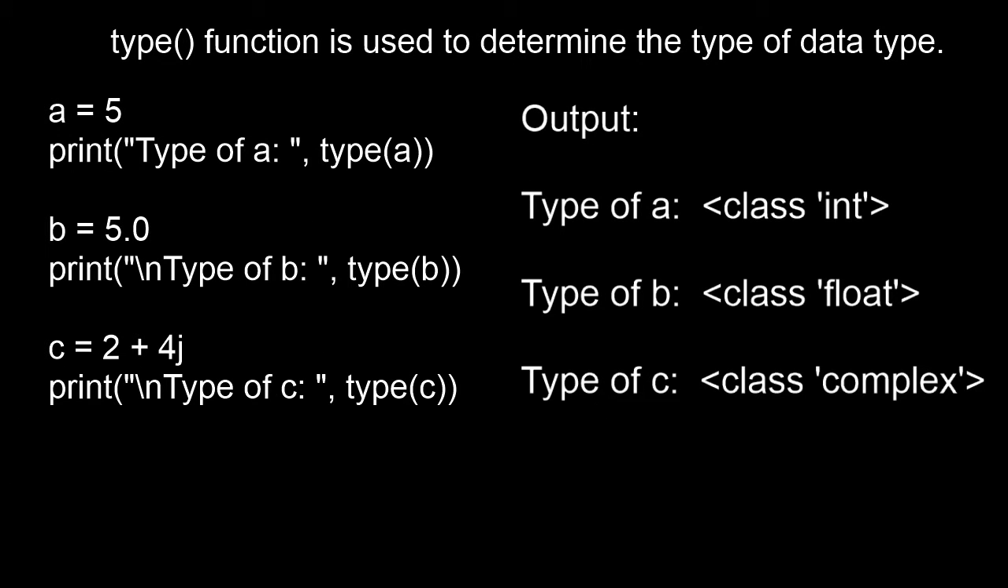Type function can be used to determine the type of data type. If you write a is equal to 5, we can print the type of a using the type function. Here you can see in the output class int is displayed as the type of a. In the second example, b is equal to 5.0. That means it is a floating point type. And in the output you can see class float. And in the third example, c is equal to 2 plus 4j. So type of c is equal to complex is printed. So type function is used to determine the type of data type.